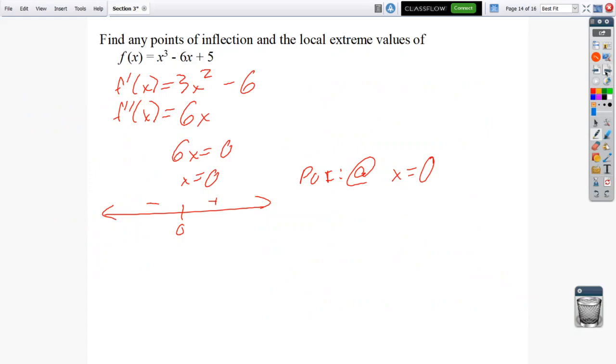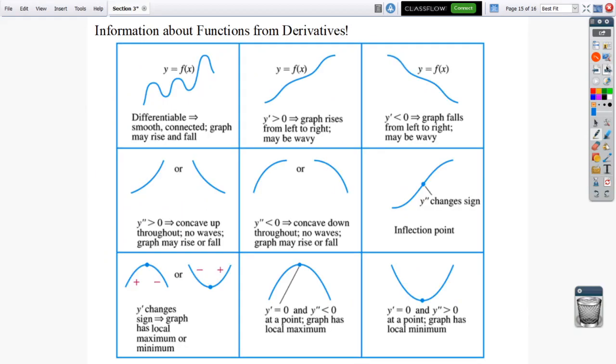Here we have some summaries of how graphs can look. Remember, to be differentiable means a function has to be smooth and connected. A graph can rise or fall. If y prime is greater than 0, the function is increasing. If y prime is less than 0, the function is decreasing, so there are those two right there. If y double prime is greater than 0, that means concave up. Here's how concave up can look.